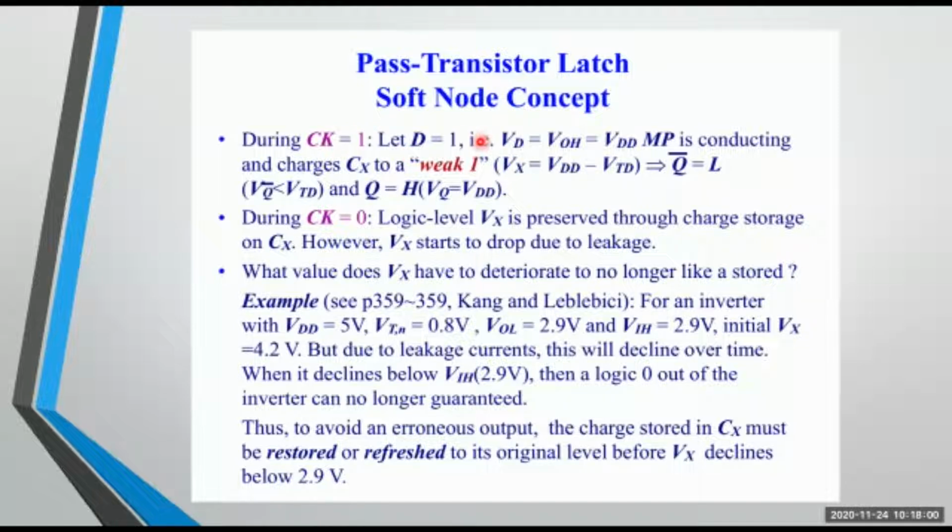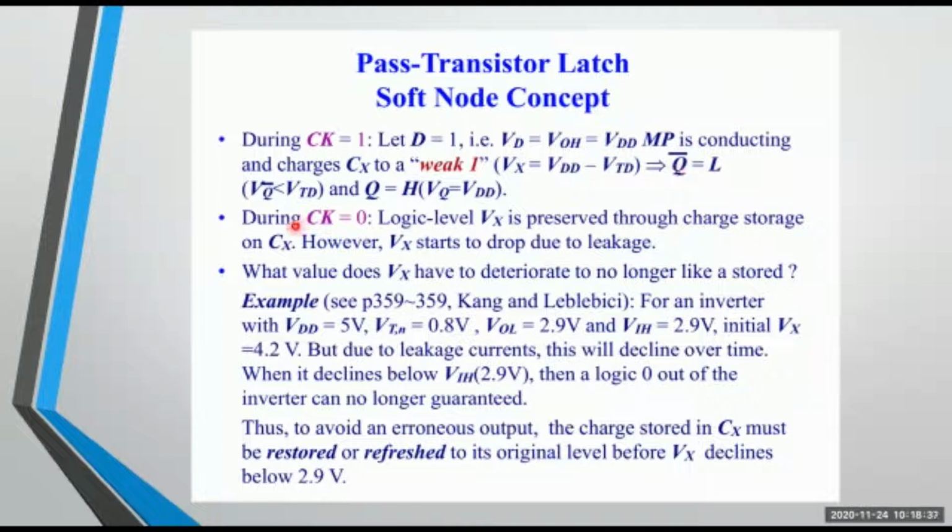If D is equal to 1, that is logic 1, that means VD is equal to VOH, which is equal to VDD. So now you have the supply voltage VDD and MP is conducting. MP is conducting means a channel is now conducting, and you see the capacitor is charged. The capacitor is charged to weak 1, so ultimately you will have some charge in the capacitor. And we have seen in the previous case how Q bar becomes low.